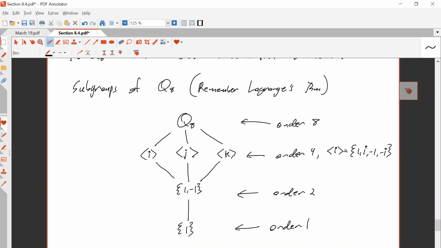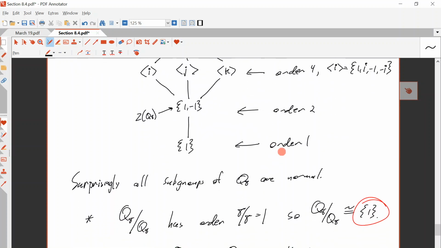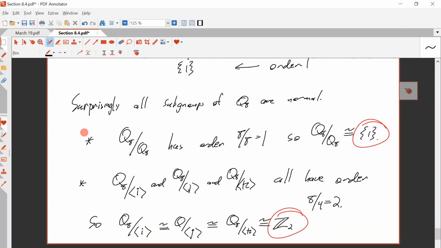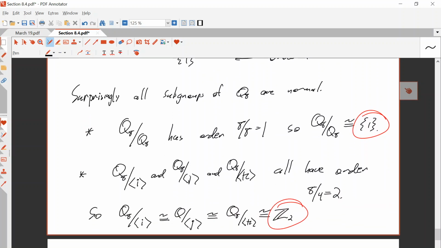Here are all the subgroups of Q8. You've got Q8, all the cyclic subgroups of order 4, the cyclic subgroup of order 2, which is also the center of Q8, and the trivial group. As a matter of fact, all of those subgroups are normal. So Q8 is not abelian, but all of its subgroups are normal. There are very limited groups that have that property. Q8 is one of them. So all subgroups are normal.